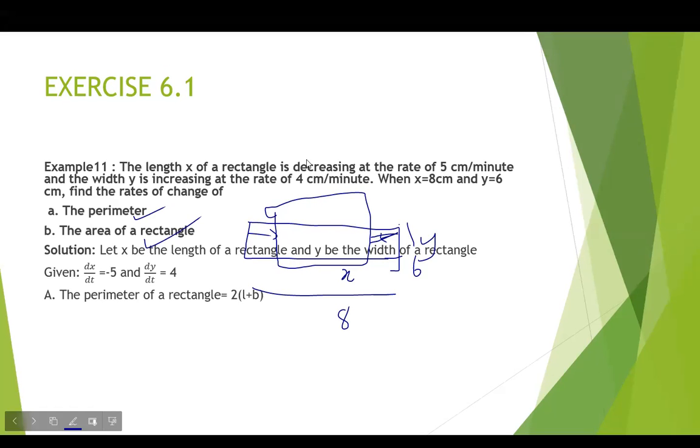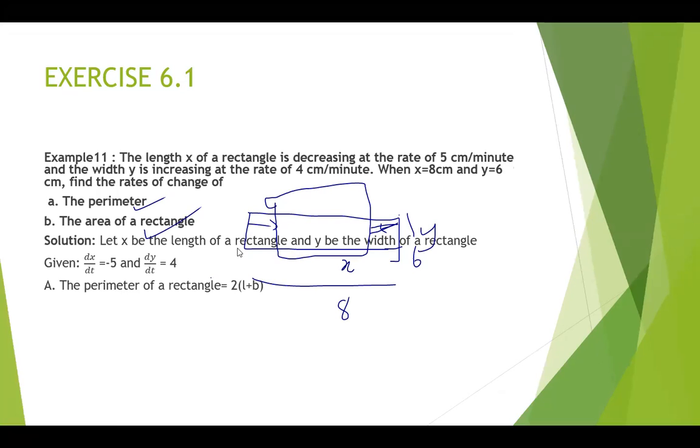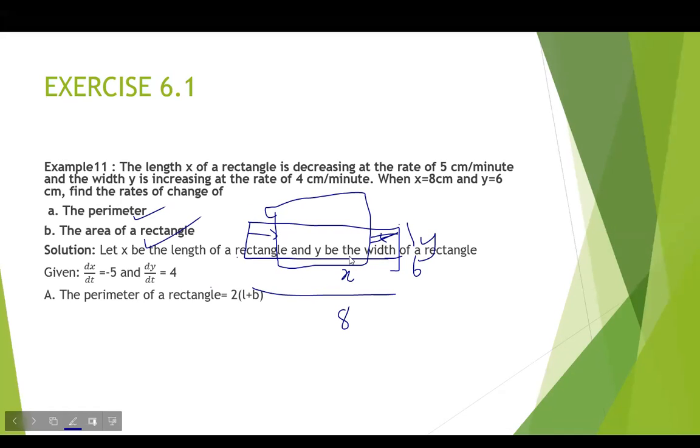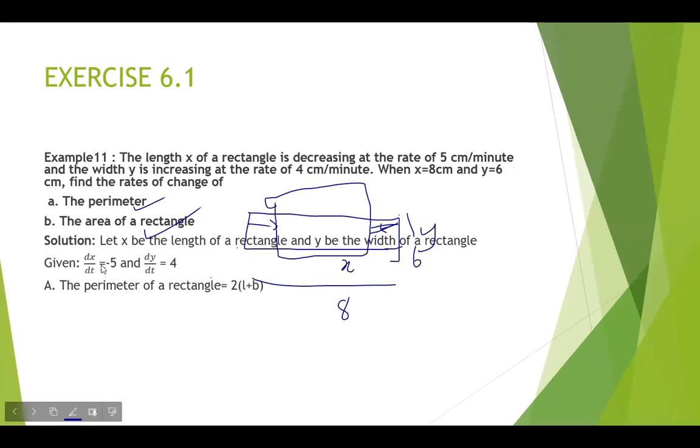Now, let x be the length of the rectangle and y be the width of the rectangle. It is decreasing, so I have to take a negative sign. dx upon dt is minus 5 centimeters per minute. Then width is increasing, so I will take it as plus 4 only. Keep it as it is. Now I will take these two examples one by one.